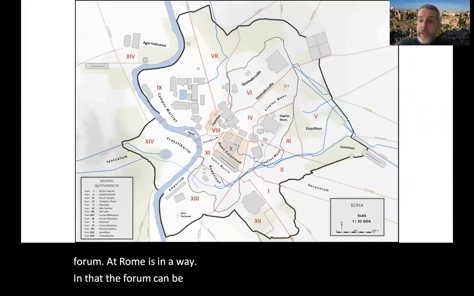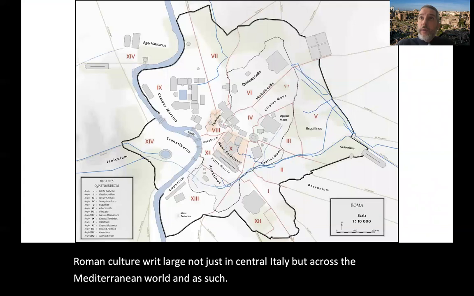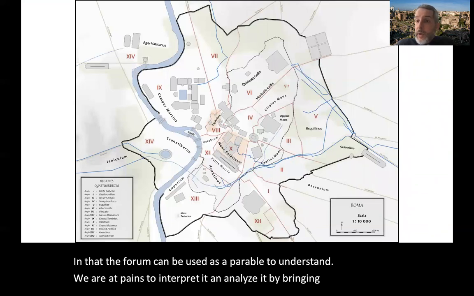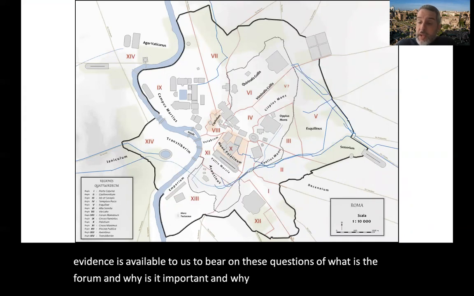The Forum at Rome is, in a way, an extensible concept, in that the Forum can be used as a parable to understand Roman culture writ large, not just in central Italy, but across the Mediterranean world. And as such, we're at pains to interpret it and analyze it by bringing as much evidence as is available to us to bear on these questions of what is the Forum and why is it important and why is it so durable as a center.